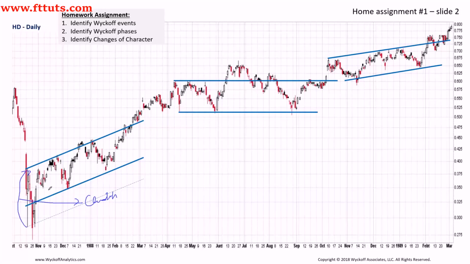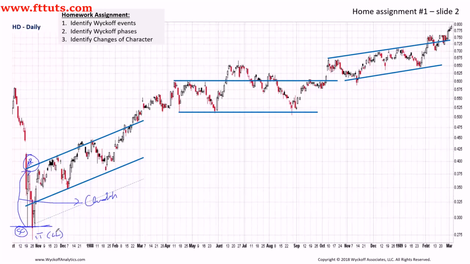So if this is a change of character, then where is our selling climax and automatic rally? Well, the selling climax should be the lowest point of this. Yeah, automatic rally, and then the next move to the downside is going to be what? Secondary test. Could the secondary test be a low? Yes, it could be. It could be a higher low. It could be at the same level.